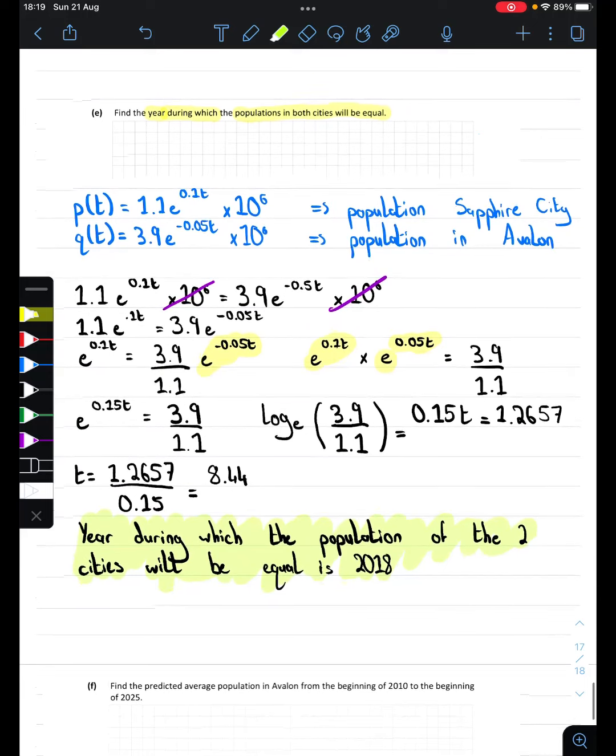So not too bad. Just solving an equation in t, remembering our rules of exponentials and how the logarithm is defined, and it's really not too bad.